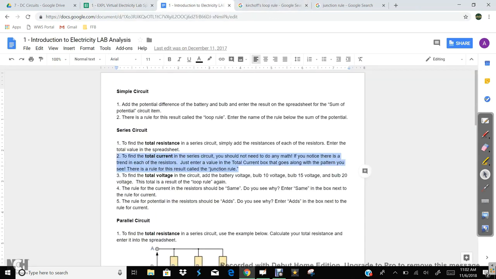Moving on here to number 3, it says to find the total voltage in a circuit, add the battery voltage with the 10 volts, the bulb 10, bulb 15 and bulb 20. This total is a result of the loop rule again.